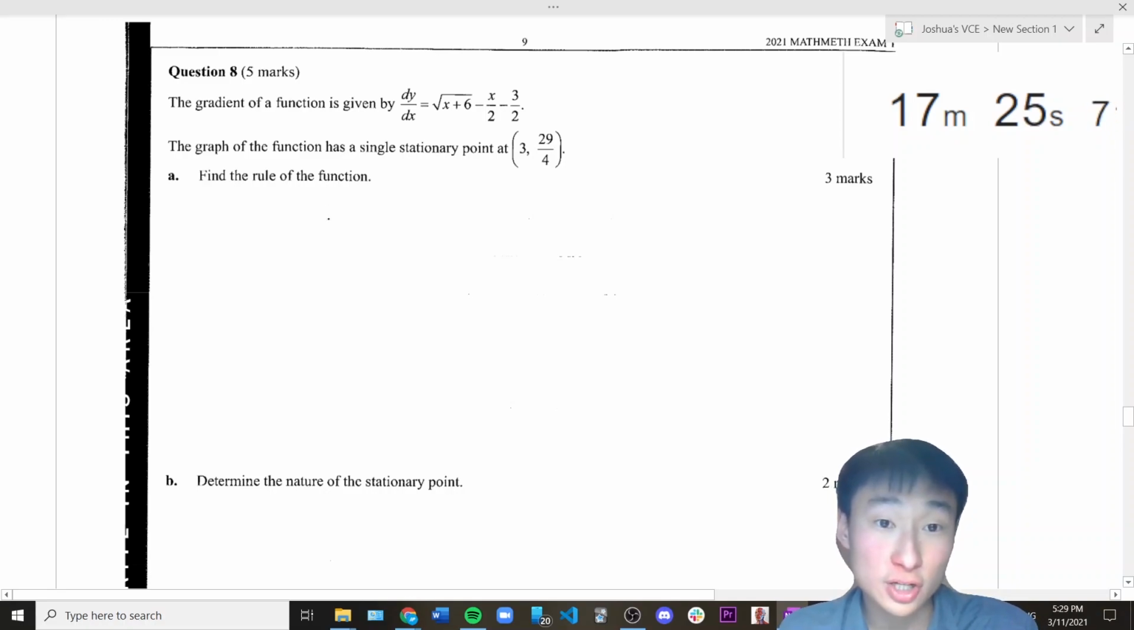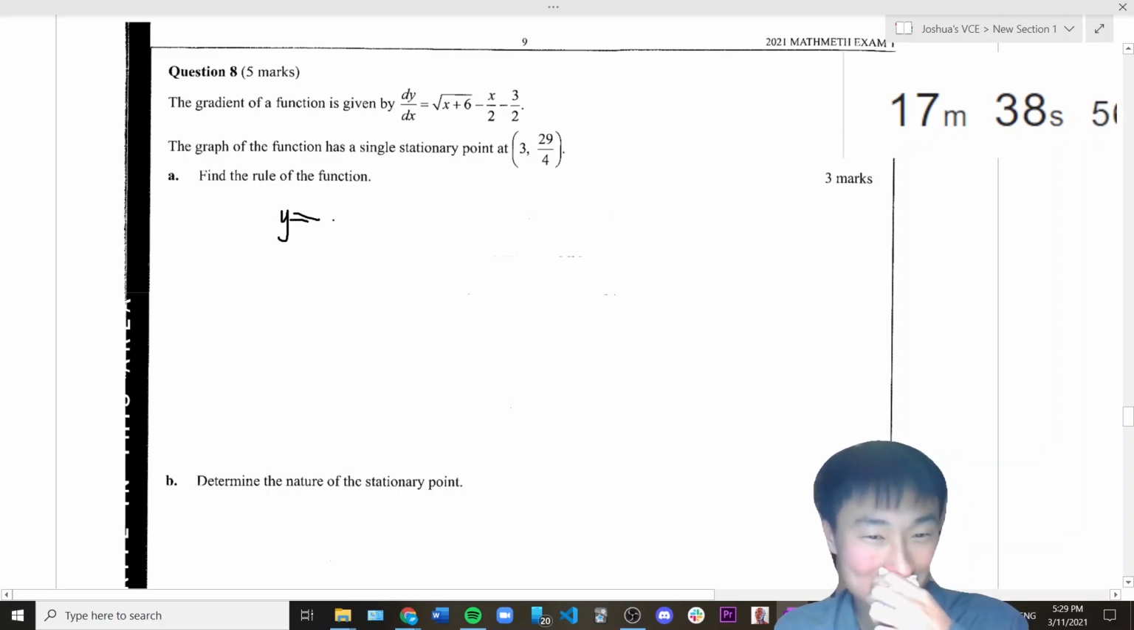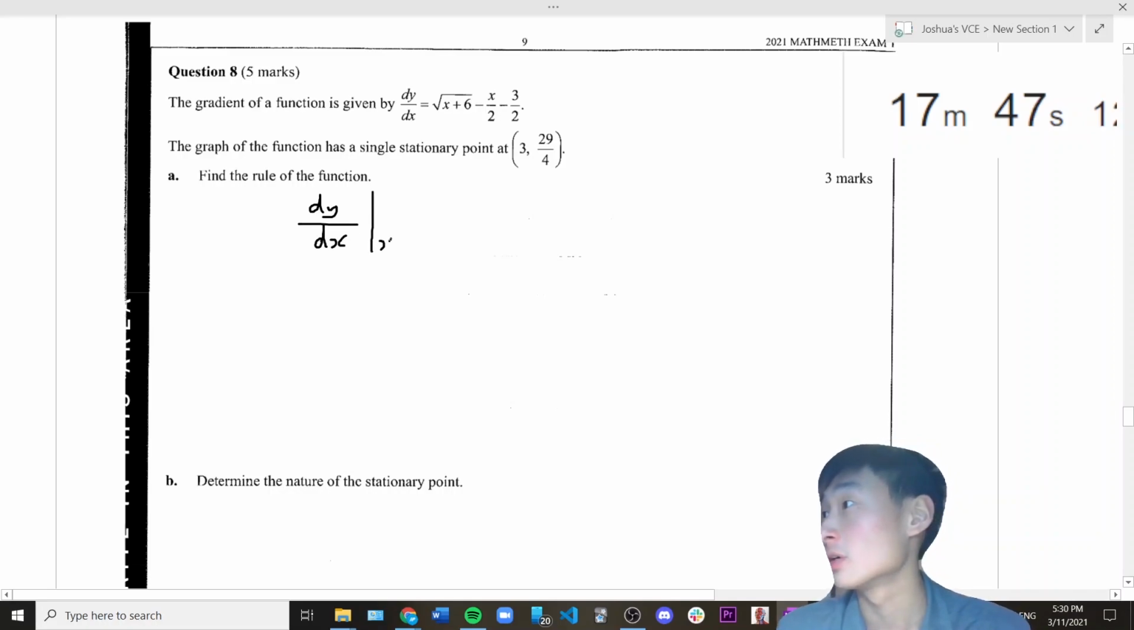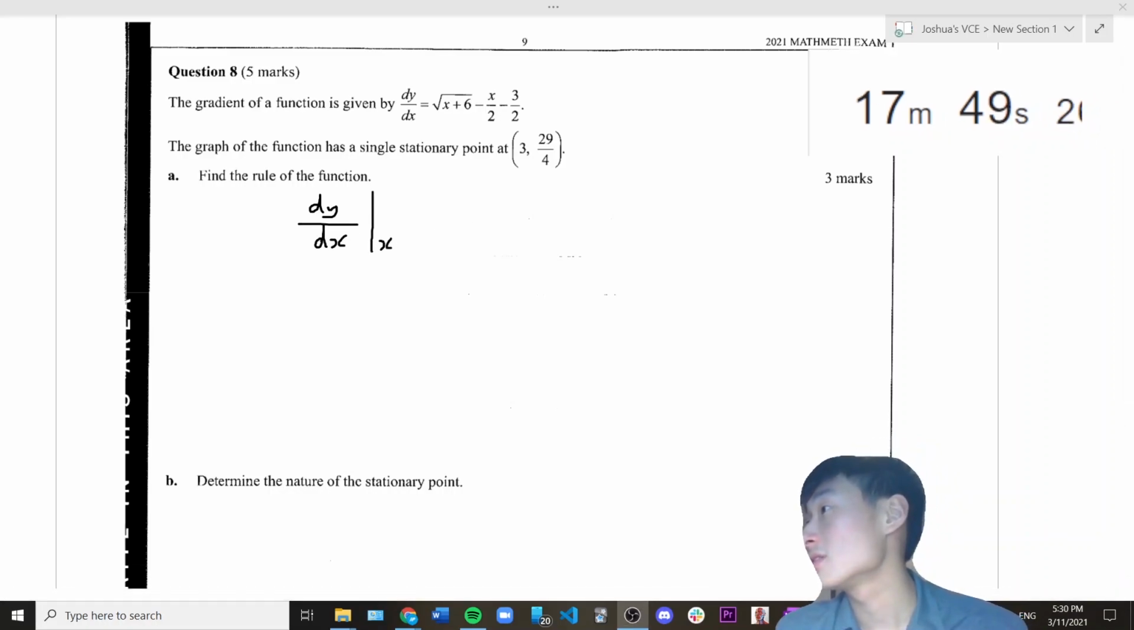The gradient of the function is given by that. The graph of the function has a single stationary point at that. Find the rule of the function. Okay, so what do I do? Yeah, no, I swear there was a similar question before. If it has a stationary point at that, that means dy/dx at x equals 3.